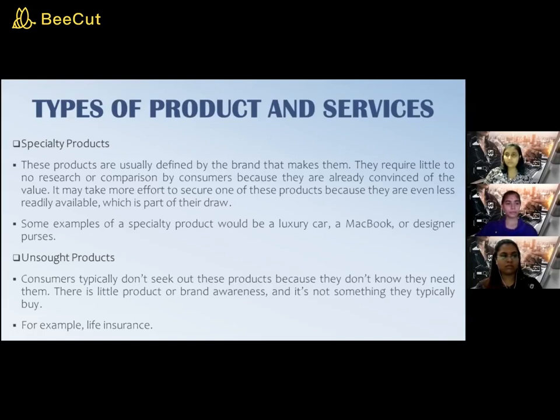Next is unsought products. Consumers typically don't seek out these products because they don't know they need them. There is little product or brand awareness and it's not something they typically buy. For example, life insurance.